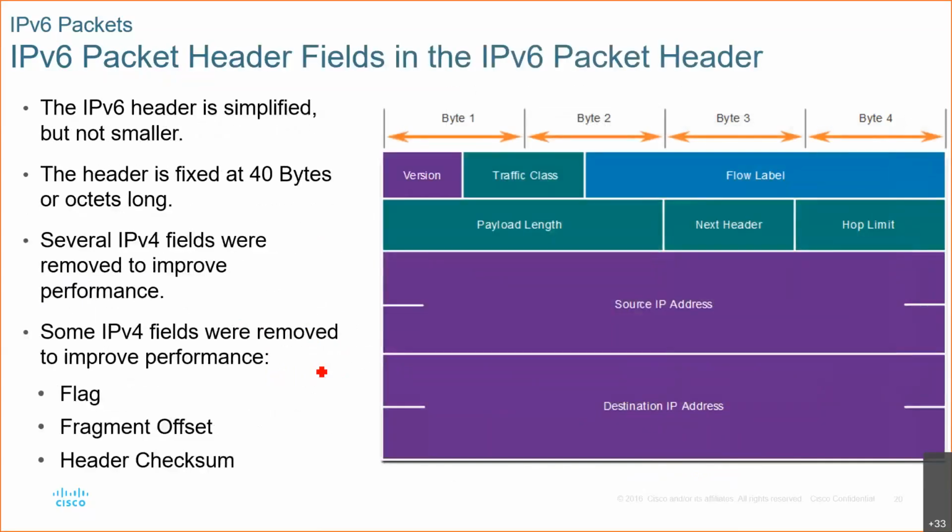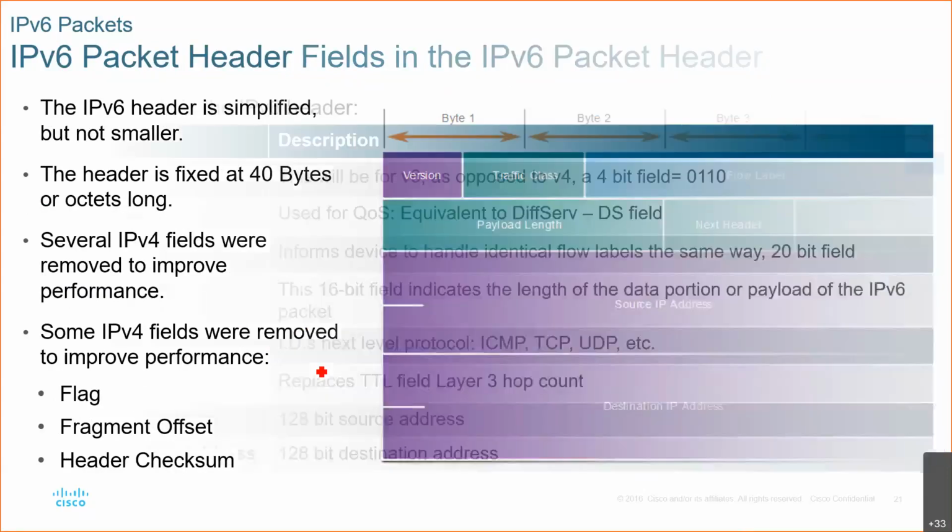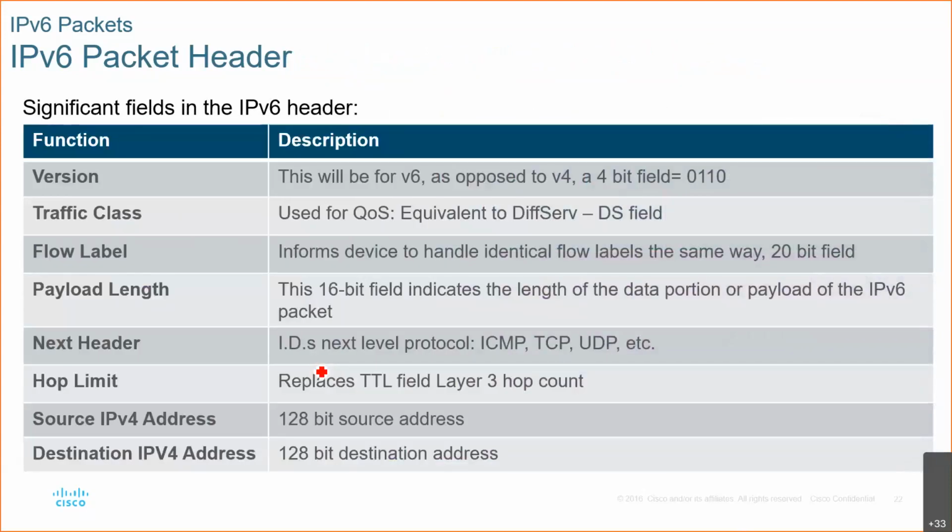So let's have a look at the IP version 6 packet. It is simplified. We cannot say it's smaller, but simplified. The header is fixed at 40 bytes, and some of the redundant fields were removed. Like there's no flag, no fragment offset, and no header checksum. So these are the different fields that you have in IP version 6.